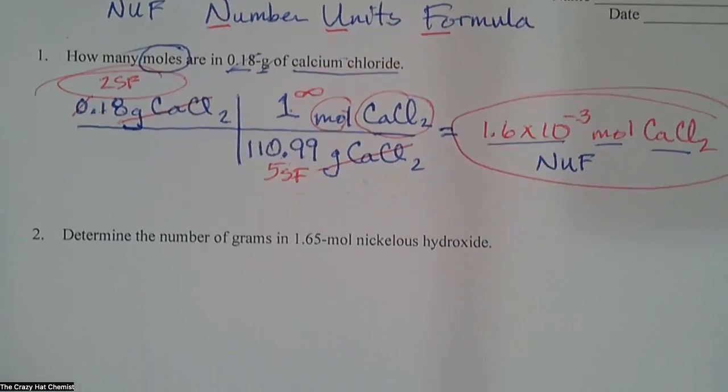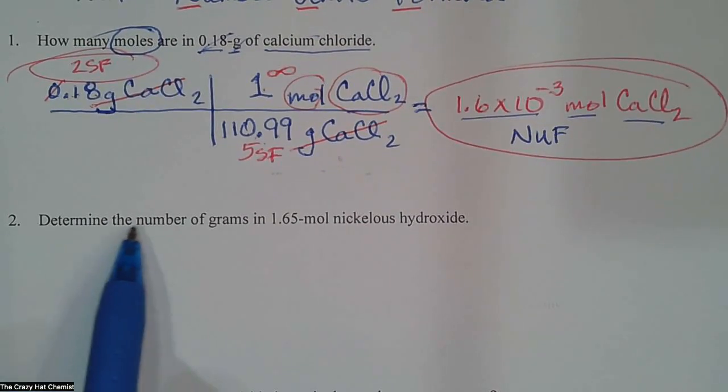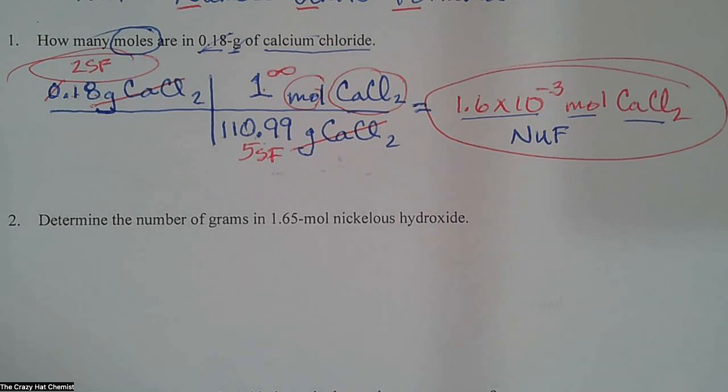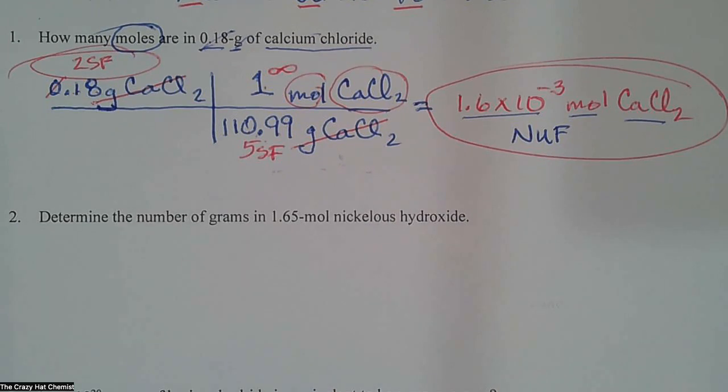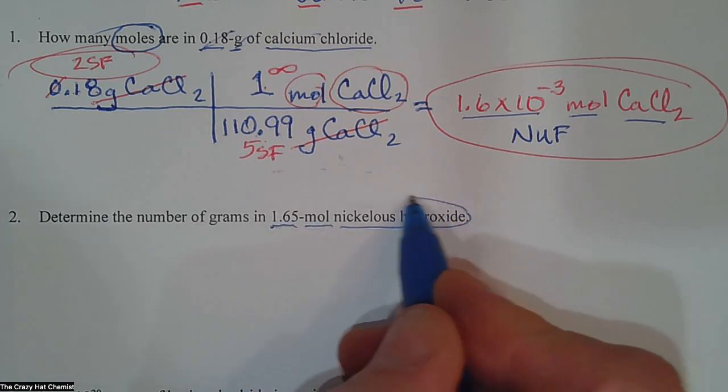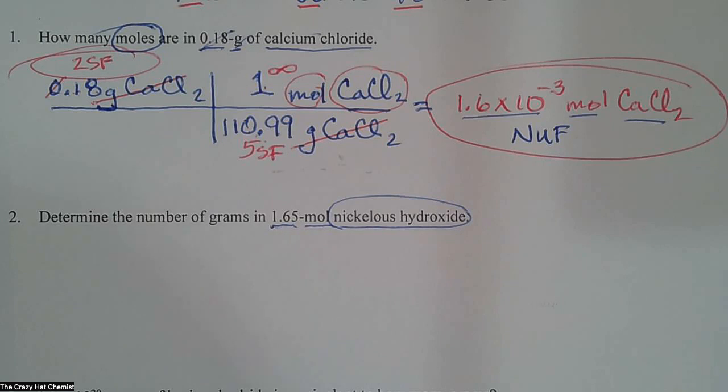Okay, so the next one is right below here, and it says determine the number of grams in 1.65 moles of nickel hydroxide. So this problem is almost effectively the reverse of the problem that we just did. We're not going to do anything different than what we did. We're going to start off with the same thing: a number, units, and then the formula of this compound, nickel hydroxide.